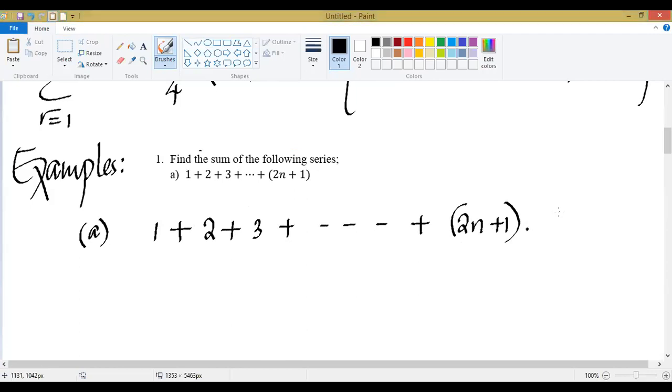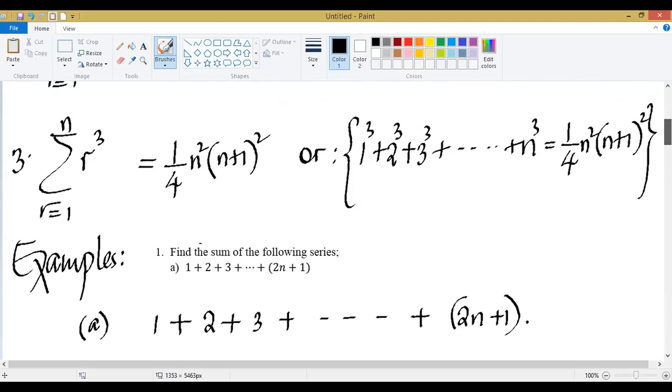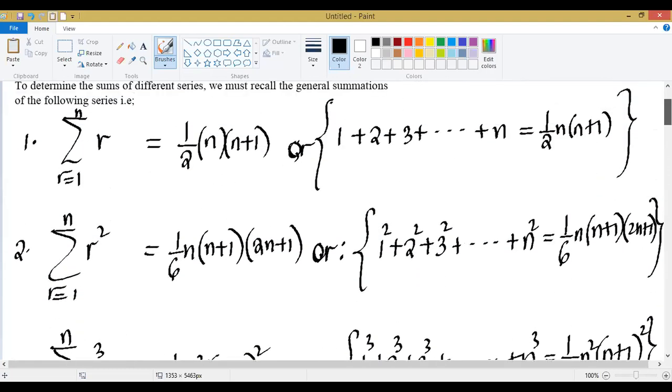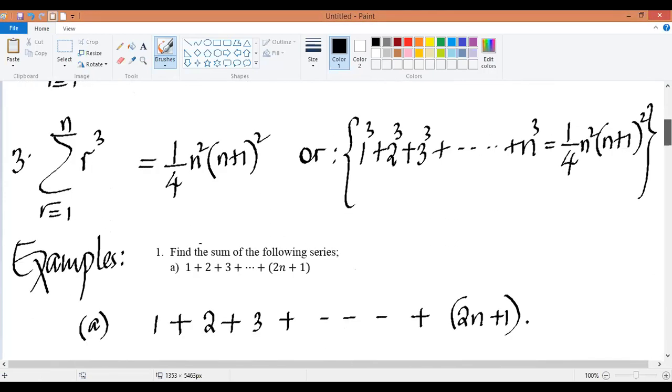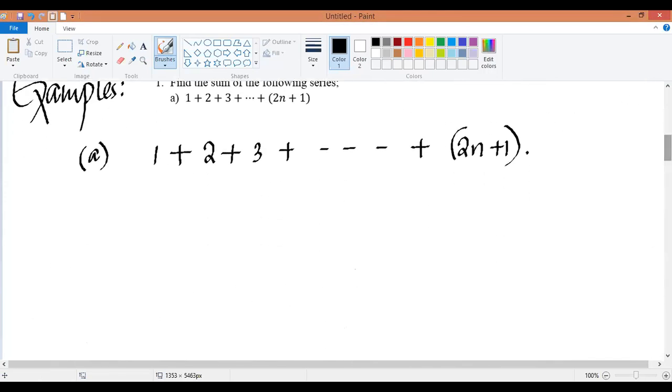Now the difference from the general one is what the learner must observe. The general one, 1 plus 2 plus 3, goes up to any terms. It doesn't go up to 2n plus 1 terms. I want to be quoted very well. The series we have been given, its nth term is 2n plus 1.